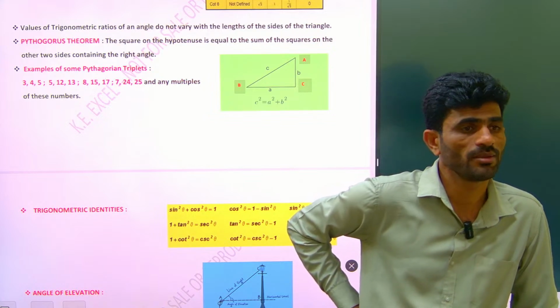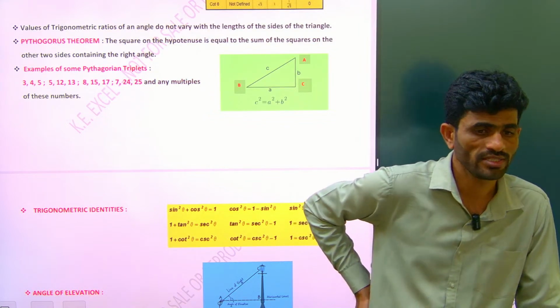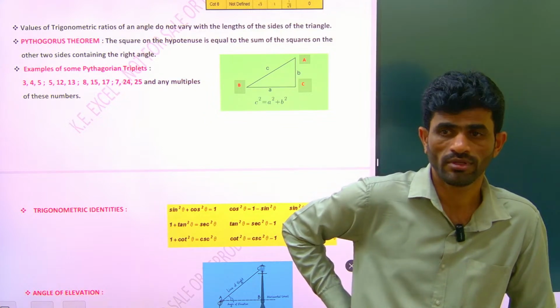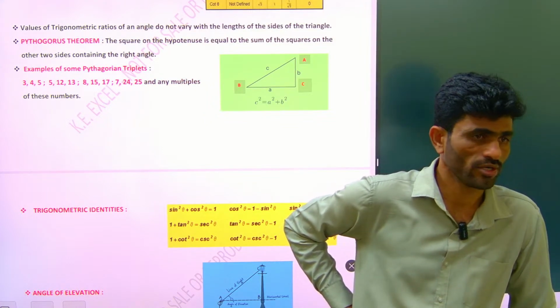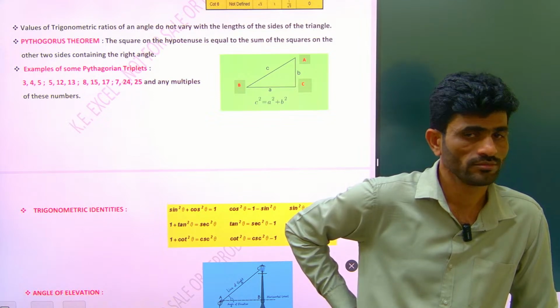Next, find the LCM and HCF by prime factorization method. Verify the relation between LCM and HCF and two numbers. That is, LCM into HCF is equal to product of two numbers. That you have to verify. All these are okay? Done.